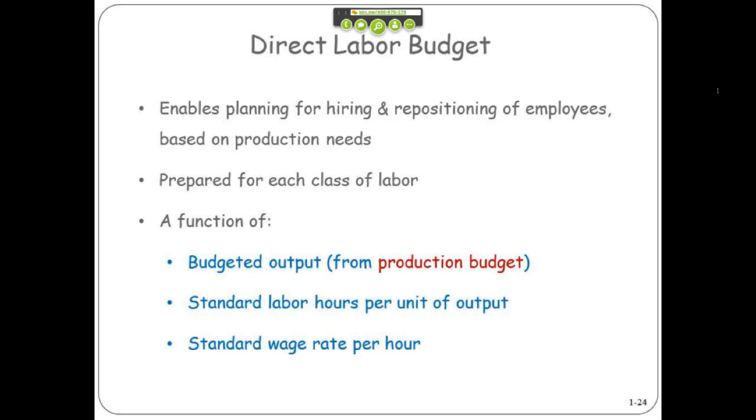So the direct labor budget is prepared for every class of labor in the organization. It's derived in a manufacturing setting from the production budget. You need to know how much you need to produce, so therefore you know how much labor you need to produce that. In a services organization, it's derived directly from the sales budget. We'll talk more about standards, but you would use standard labor hours and standard wage rates to determine these budgets.